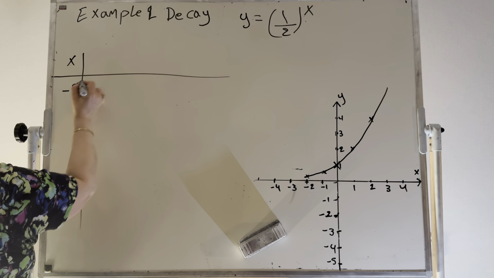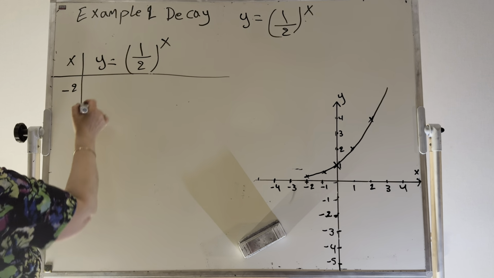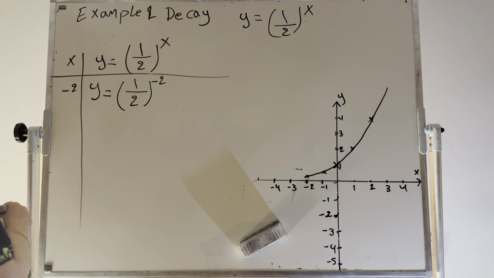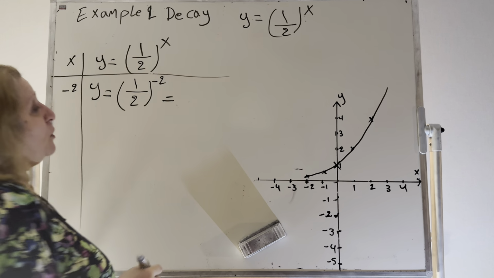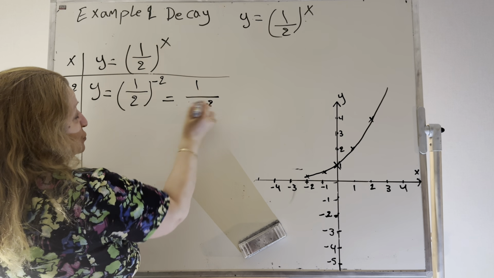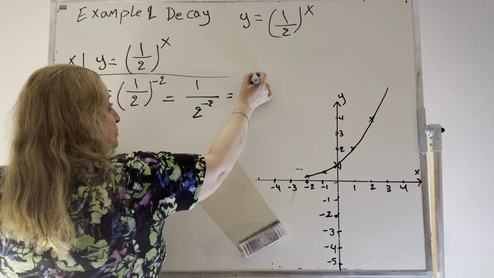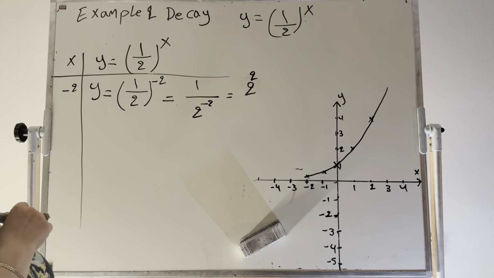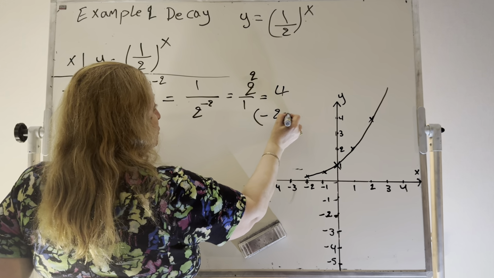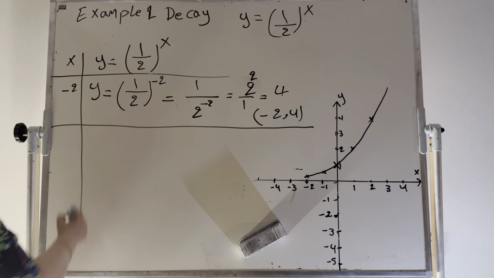When x equals -2, y equals 1/2 power -2, which is 1 divided by 2 power -2. 1 power -2 equals 1, so I will write it as 1, but 2 power -2, I will write it up and change the sign, and I don't need to write the 1, equals 4. When x equals -2, y equals 4.